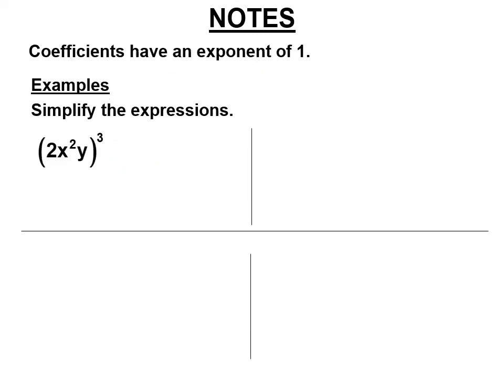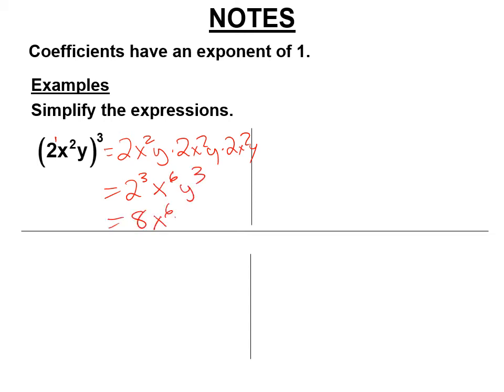Right, coefficients have an exponent of 1. So, let's think about this. 2x squared y times 2x squared y times 2x squared y is 8, right? So you're multiplying. So just so you know, this was 2 cubed, x to the 6th, y cubed, which becomes 8x to the 6th y cubed.